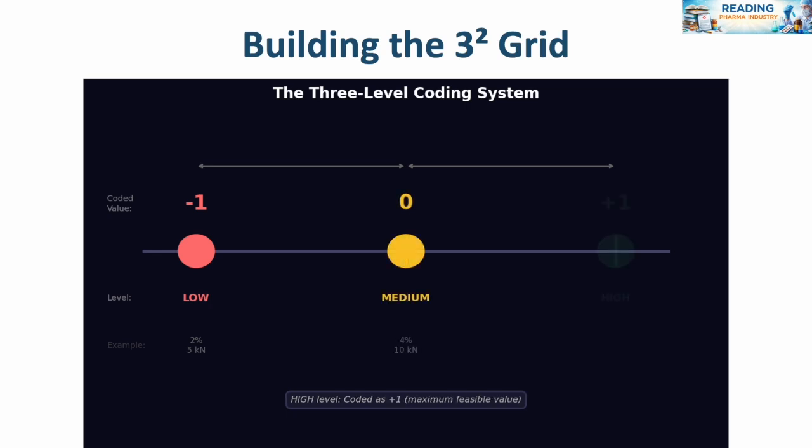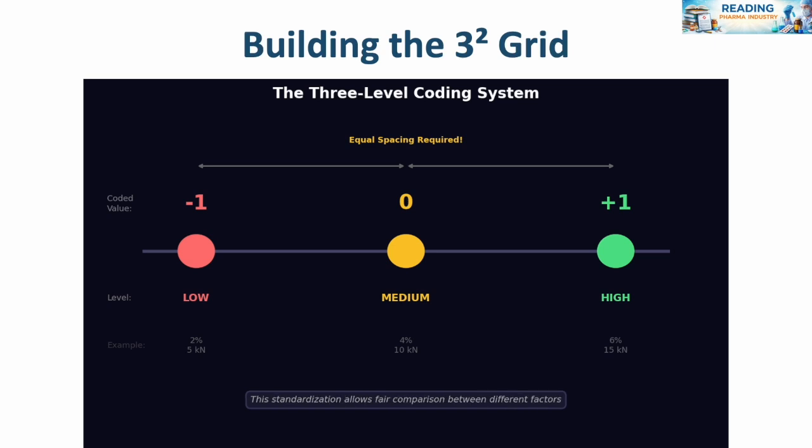Watch this animation carefully. It shows how we build a 3 squared grid. We start with our first factor on one axis. Say, for example, we are making tablets. On one axis will be the binder concentration. We mark out the 3 levels we mentioned before, which is low, medium, and high. Then we add our second factor on the other axis, and let's say that factor is the compression force. And then again the same 3 levels, low, medium, and high.